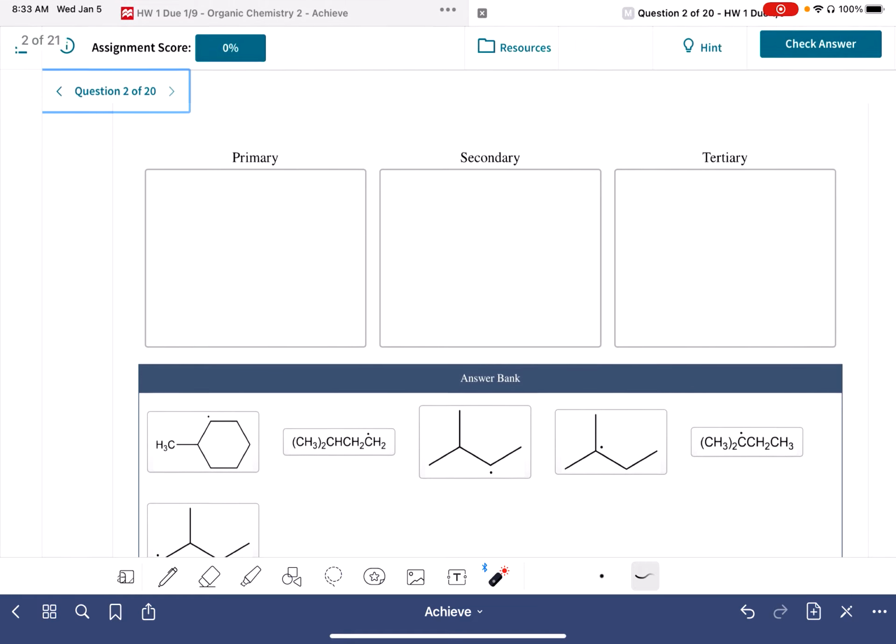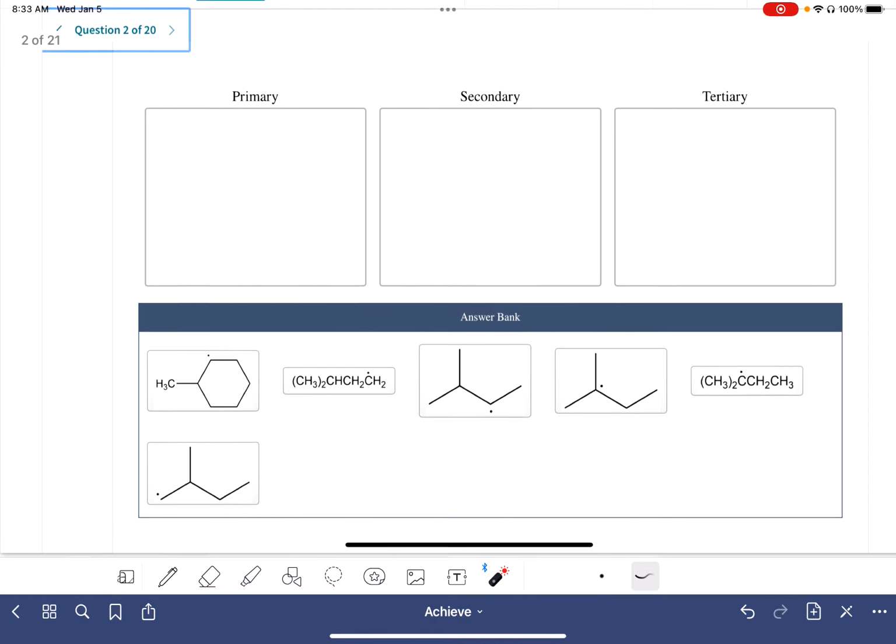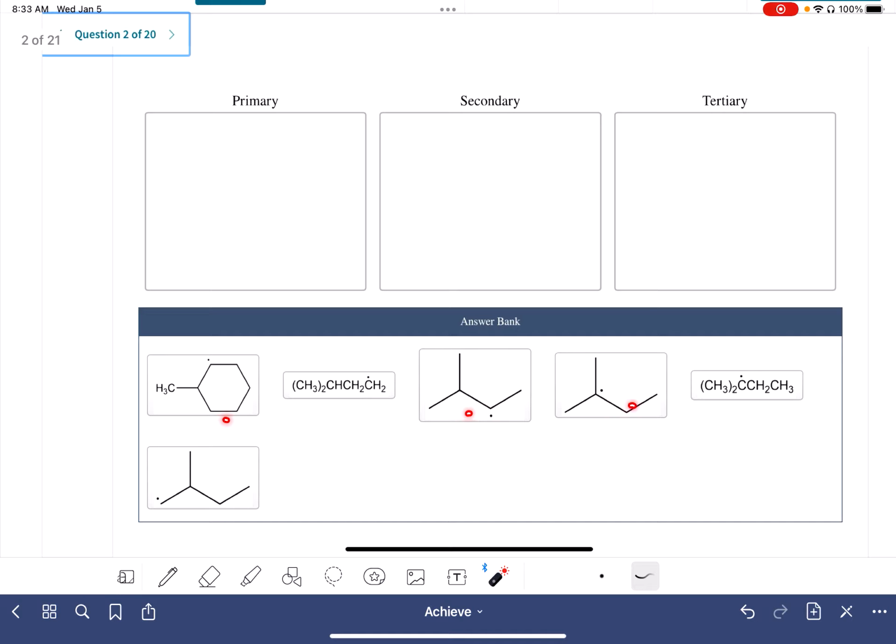Question number 2 is similar. It's asking you to classify each of these as primary, secondary, or tertiary. Whether we're talking about radicals or carbocations or whatever, a primary radical is going to be one that has the unpaired electron on a carbon that is attached to only one other carbon. The other bonds are to hydrogens.